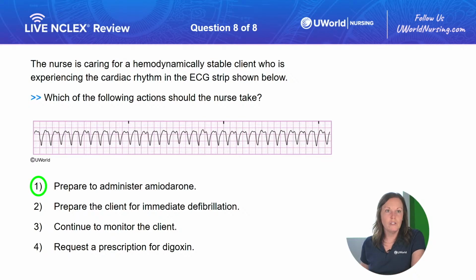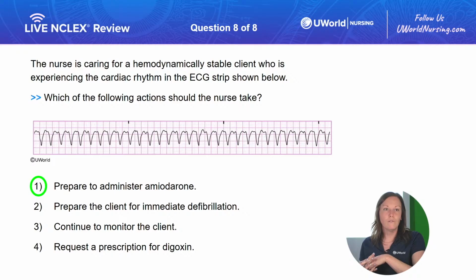In option 2, we're not going to defibrillate this client. We would do cardioversion. You'll probably remember from our recent lecture, when we cardiovert, we hit the sync button on the defibrillator, so the machine syncs up with their heart. It initiates that shock in a very specific way at a very specific time, which is definitely different than a defibrillator. Option 3, we're not going to just monitor this client. This is VTAC, which leads to VFib. We need to stop this dysrhythmia and revert them back to a stable rhythm.